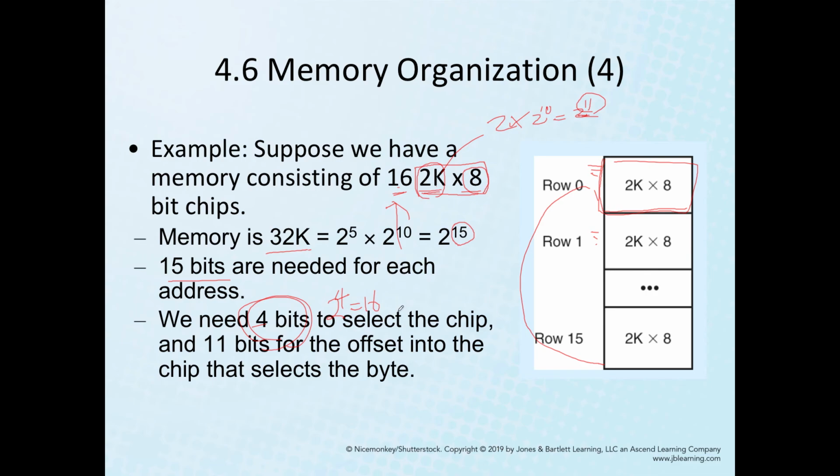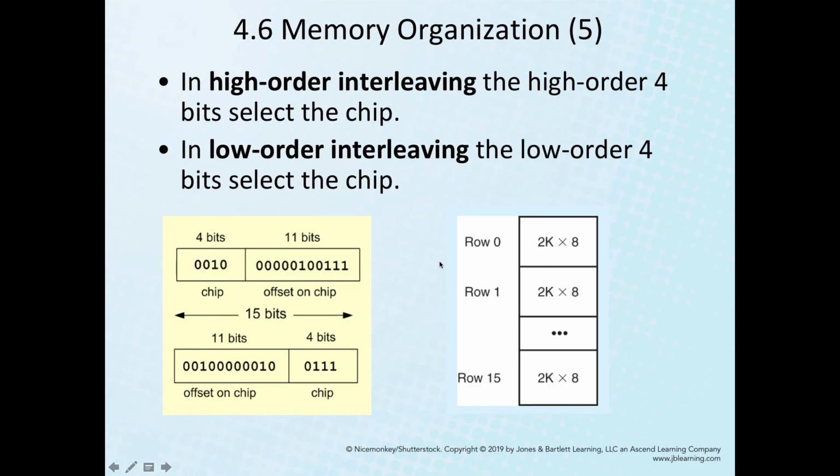As we learned in the previous videos, let's try to do some high order interleaving and low order interleaving based on that. High order interleaving is where we use the most significant bits to select the chips. The most significant 4 bits are used to select one of 16 chips, and then each chip receives 11 address lines in parallel. Then the address space will be continuous from the first chip. Suppose this is the first chip, then we have address 0, 1, 2, 3, and all the way up, and then it continues and continues. That's high order interleaving.